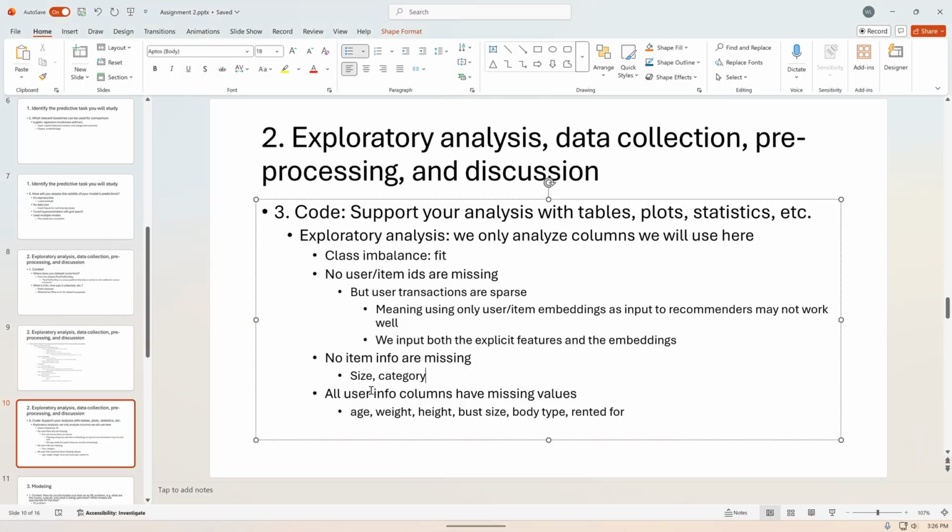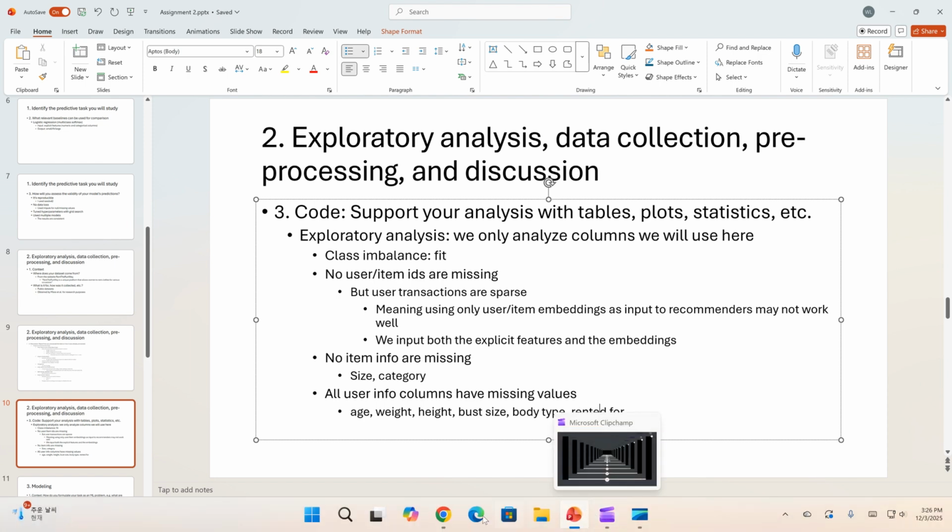But then when it comes to user info columns, all user info columns have missing values. So age, weight, height, bust size, body type, renter for. We're going to be looking at all of that.